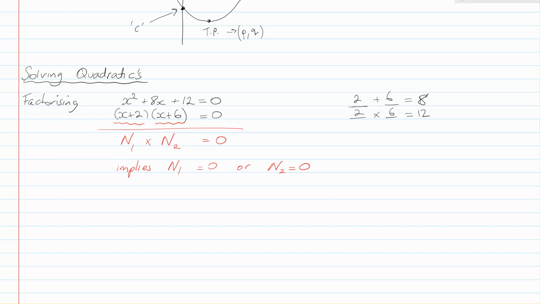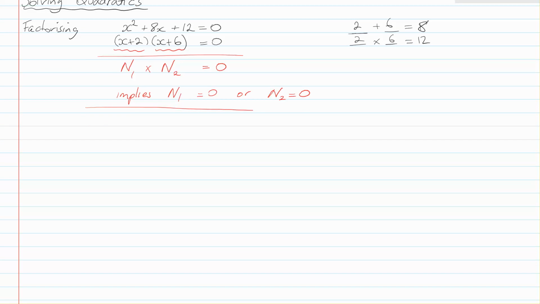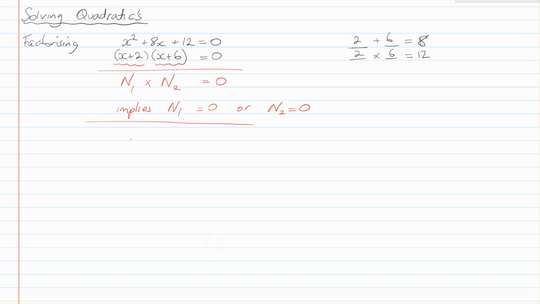So this is our little in-between bit. And back in black pen, I hope you can now see that the implication can also be used for our equation. If x plus 2 times x plus 6 equals 0, then x plus 2 equals 0 or x plus 6 equals 0. And that means that x equals negative 2 or x equals negative 6. And we've solved those equations. We've found the two solutions that make this work.